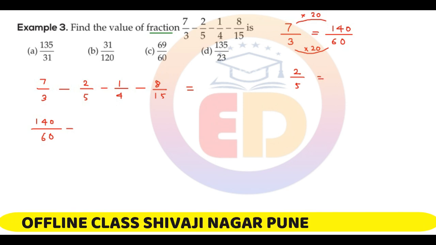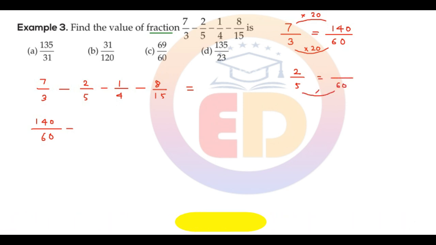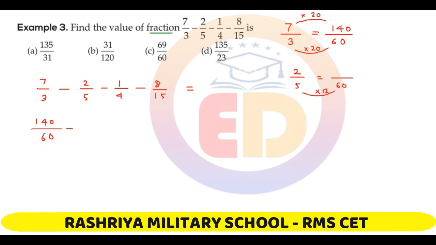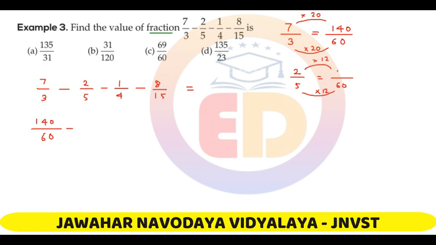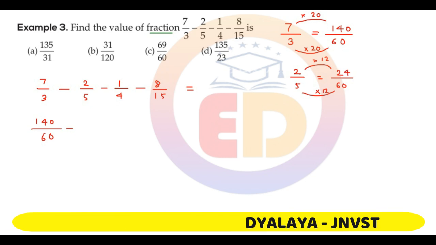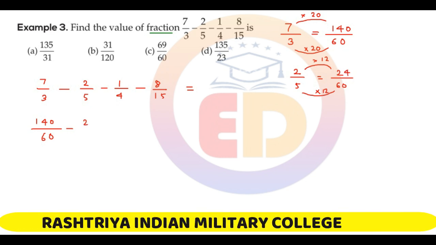Minus, let us convert 2 by 5. Let us convert the denominator 5 to 60. Multiply this by 12. 5 into 12 is 60. Similarly, multiply the numerator also by 12. 2 into 12 is 24. So the second fraction 2 by 5 will be 24 upon 60.